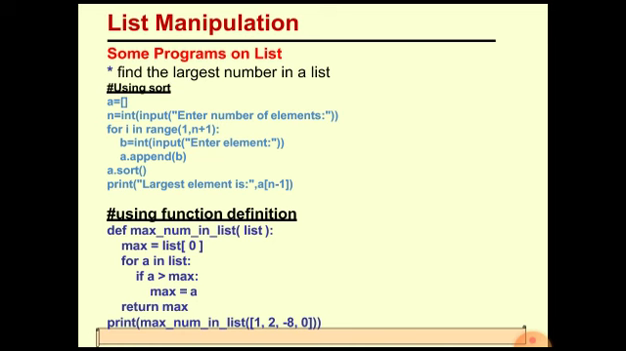For example, if you have a list like 1, 2, minus 8 and 0, here 2 is the greatest element. In this case max will be the first value, which is 1. In the first iteration, this 1 will be compared against 1. It is not greater, the condition will be false, because it is actually equal.